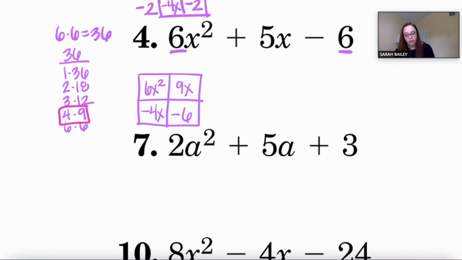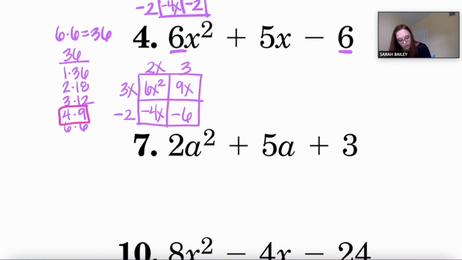Now we can just do the GCF. So let's go this way first. The greatest common factor between 9x and 6 would be 3, so I'm going to take out a 3. If I go this way, 6x squared and negative 4x, I can take out 2x. If I go this way, 6x squared and 9x, I could factor 3x out. And then this way, negative 4x and negative 6, I can factor out negative 2.